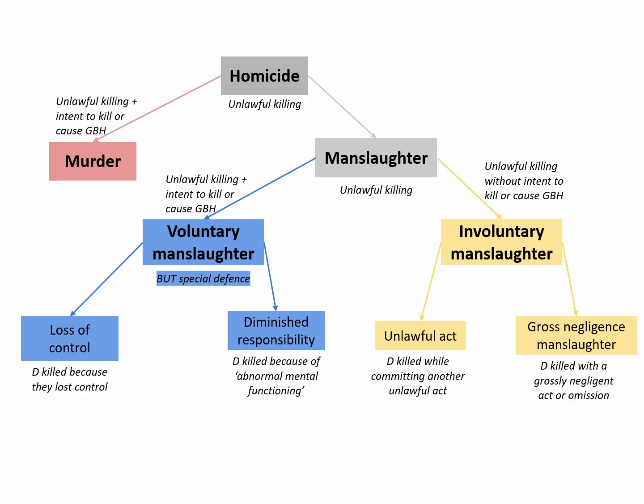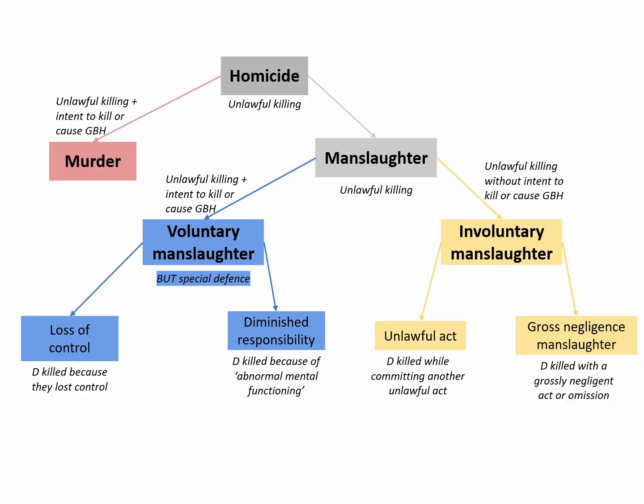What you'll notice is that the actus reus and mens rea are exactly the same for voluntary manslaughter as they are for murder. That's why it's called voluntary manslaughter. There's been an unlawful killing with all the actus reus requirements of murder, and it was done with intent to kill or to cause GBH. The difference between murder and voluntary manslaughter is whether the defendant has what we call a special defence that explains why they had that mens rea, either because they lost control or because they had abnormal mental functioning.